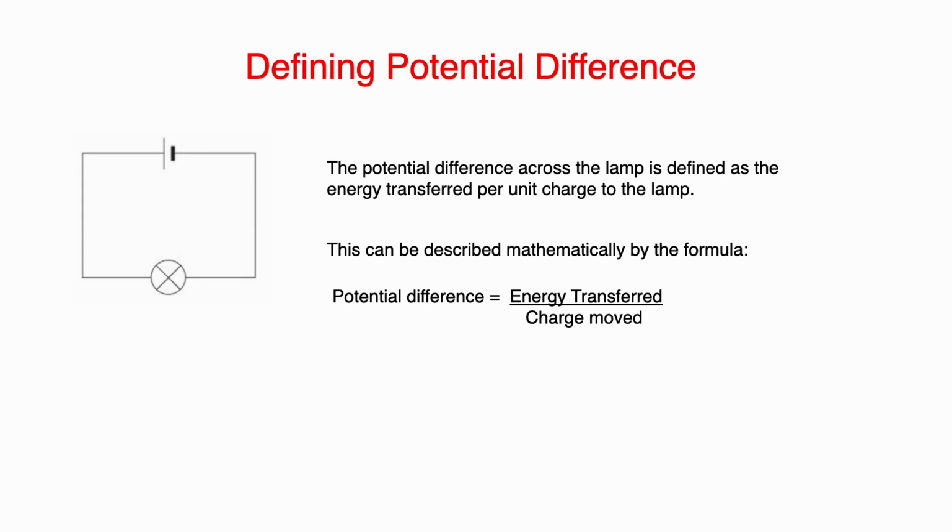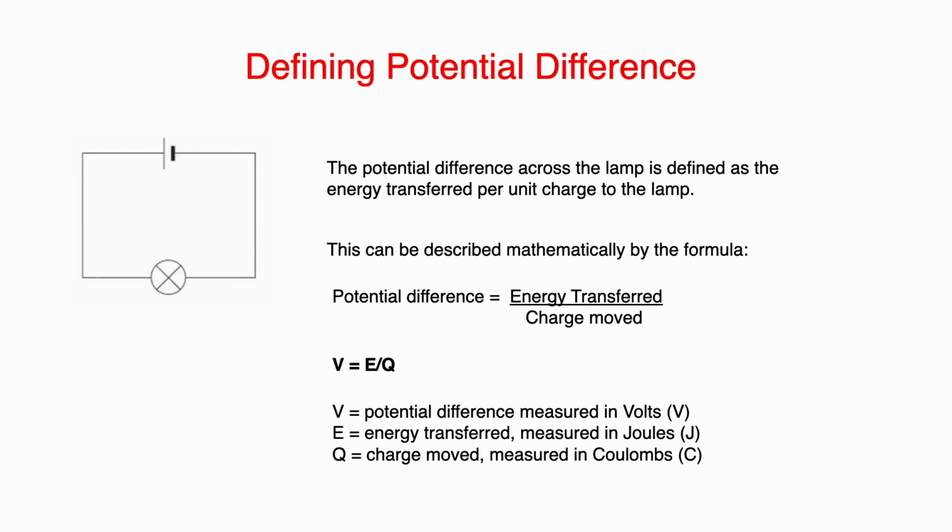In symbol form, this is V equals E over Q, where V is the potential difference measured in volts, E is the energy transferred measured in joules, and Q is the charge moved measured in coulombs. But the important thing for your students to understand is that the cell creates a potential difference, and it is this difference that allows a flow of charge or current.